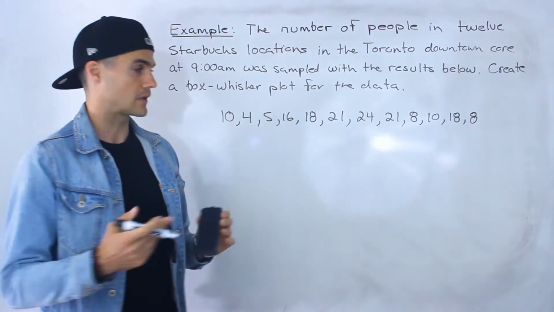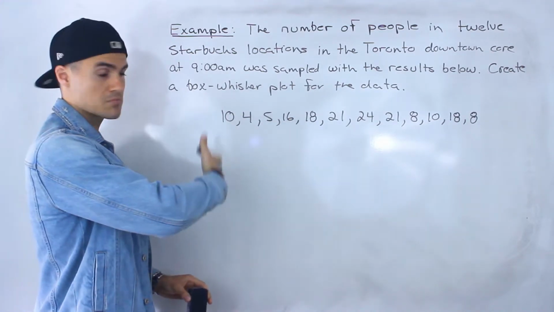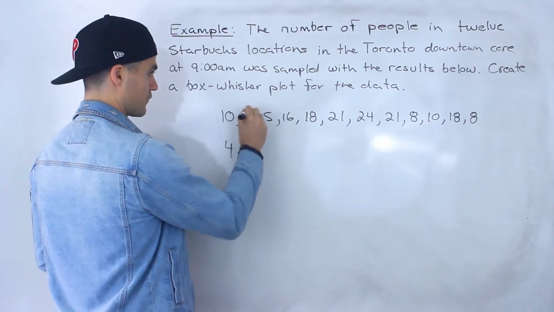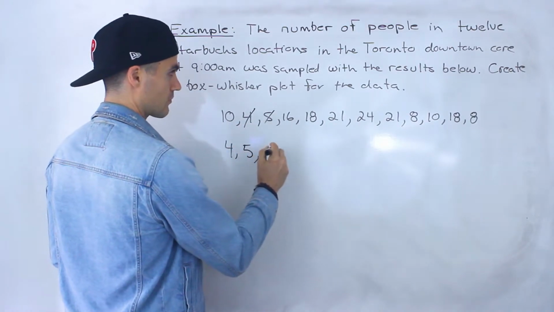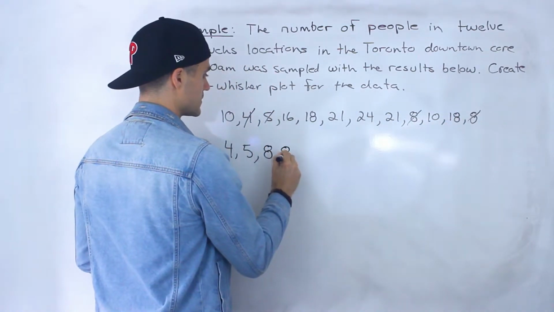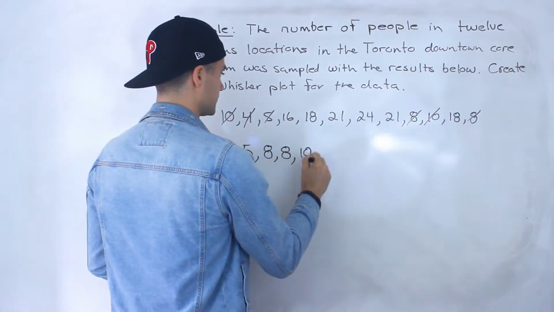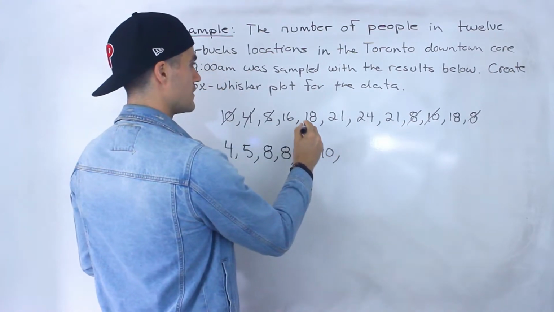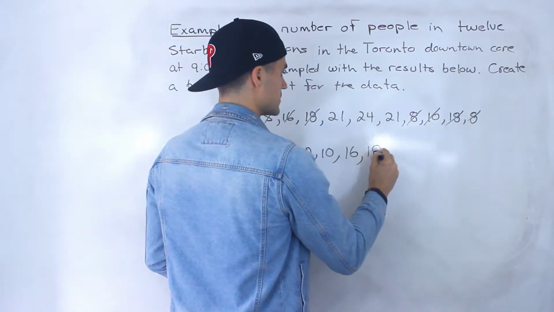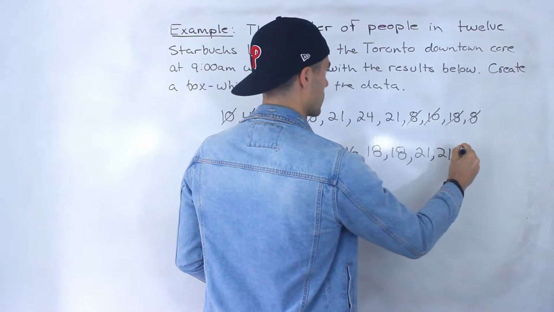So first thing we got to do, like we did in the other examples where we made box whisker plots, is arrange the data from smallest to largest, because we're going to have to find a bunch of medians. So starting with this 4 here, and then we'll have 5. Then the next number is 8, and notice that it appears twice. So we write it twice. Then we'll have the 10, that appears twice. And then we'll have the 16. And then we'll have 18, which appears twice. 21, which appears twice. And then 24.